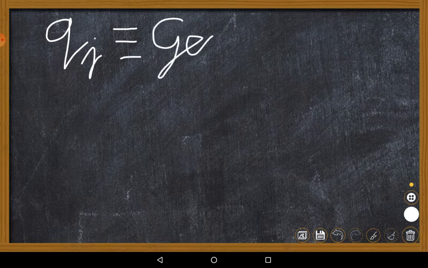Now let me tell the main central idea of this video. So what do we mean by generalized coordinates? Our Qj here represents generalized coordinates.